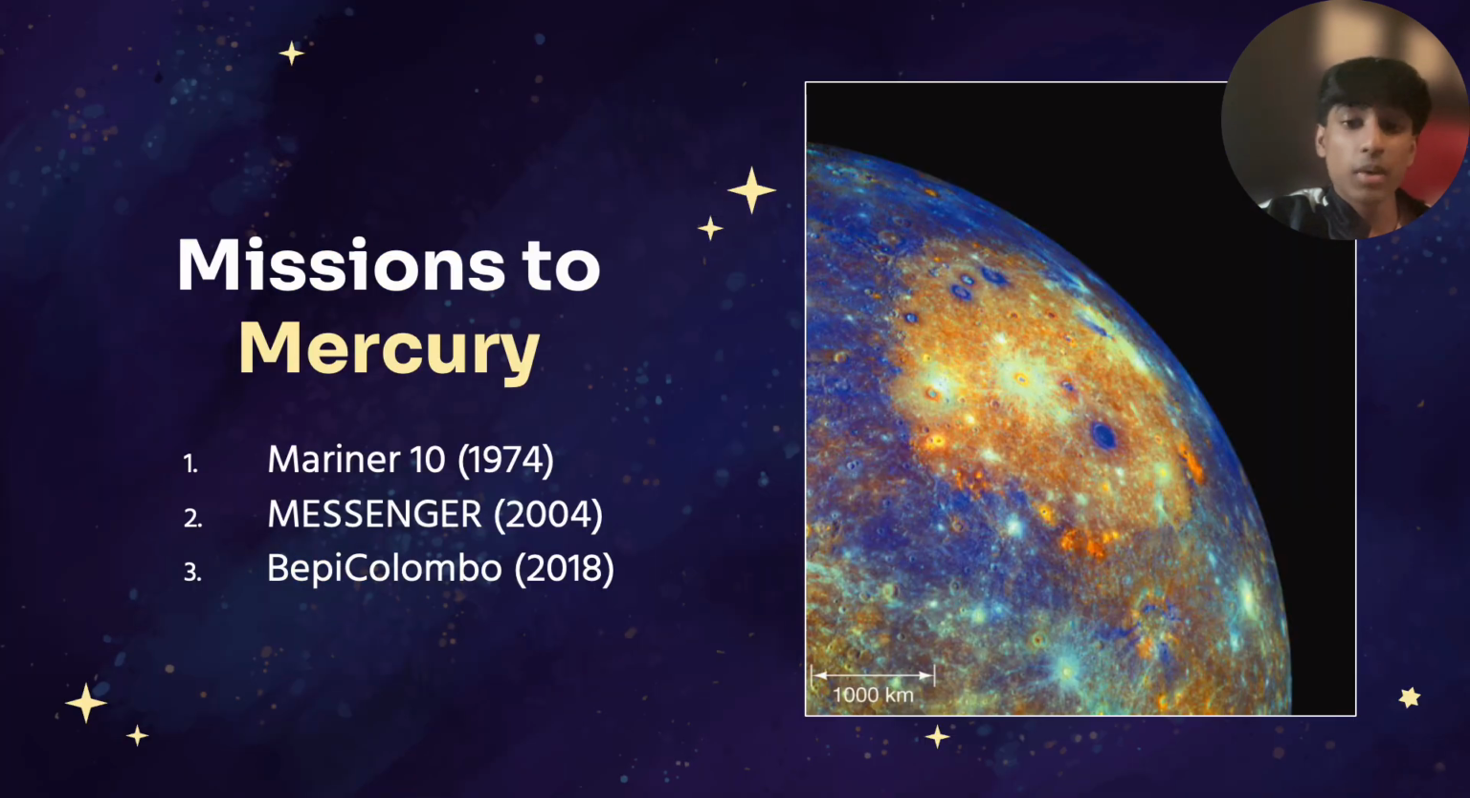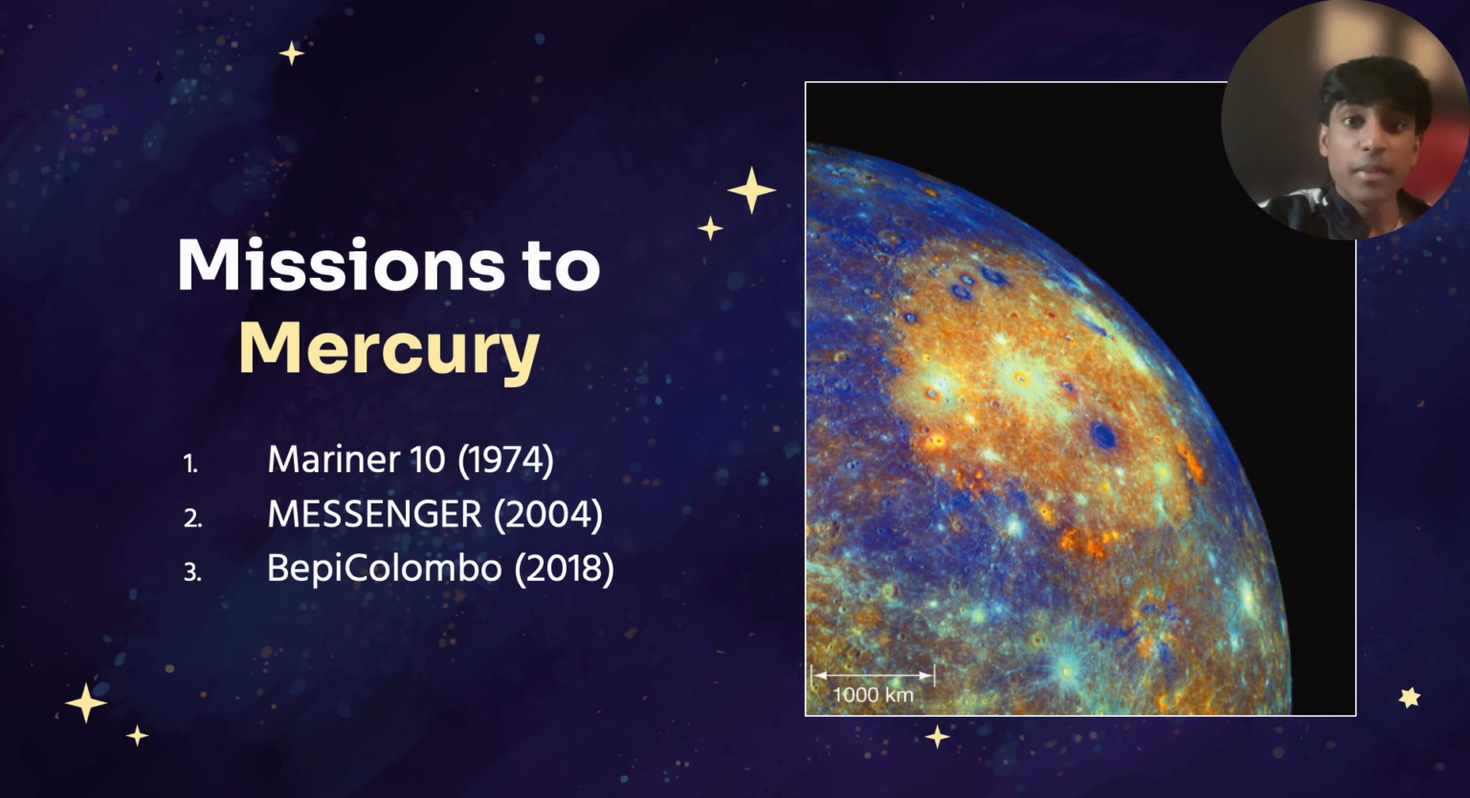Our understanding of Mercury comes from several important space missions. Mariner 10, launched in the 1970s, was the first spacecraft to visit Mercury. It conducted 3 flybys and provided humanity with its first close-up images of the planet's cratered surface, revealing many of its geological features for the first time.